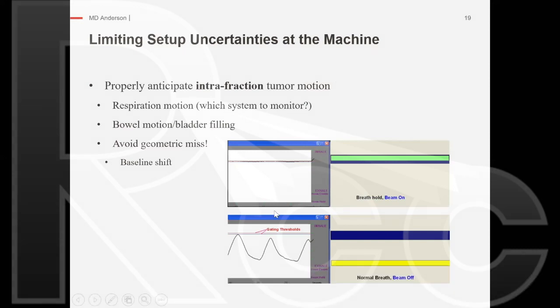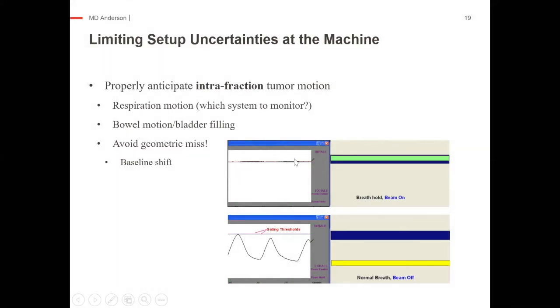So this is our RPM trace. It might be a little hard to see, but the patient's breathing is in between the thresholds in the top picture, so the beam is on. And then when they're breathing normally, they're not within that threshold, so the beam is off.